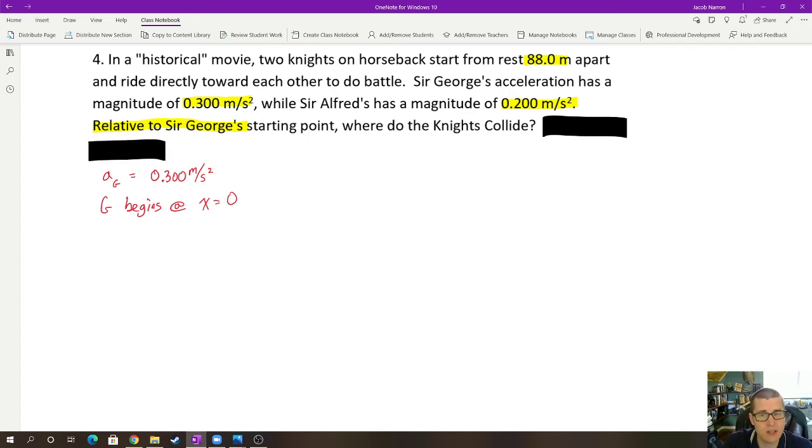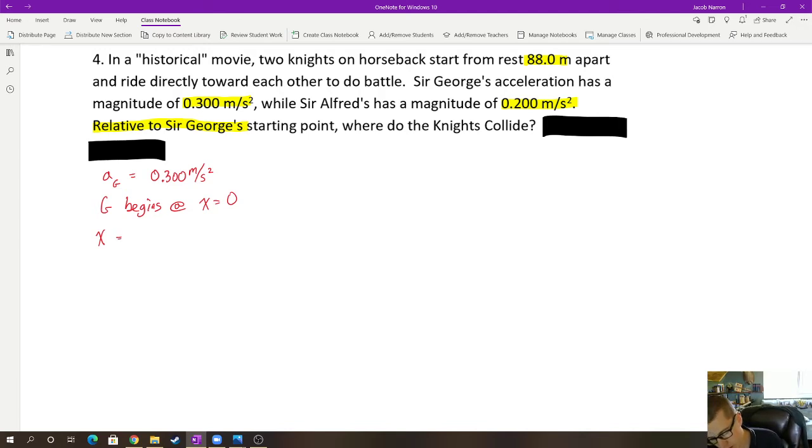So what that means then is Alfred is going to start 88 meters away and is going to be going in the negative direction. All right. We'll talk more about that in a second. Now, another thing that we know, I can go ahead and write it this way, I guess. Initial position, I just wrote it, but let's say x naught. So we know we're talking about initial position of George is going to be 0.00 meters. I'm just maintaining 3 sig figs. That's why I wrote it that way.